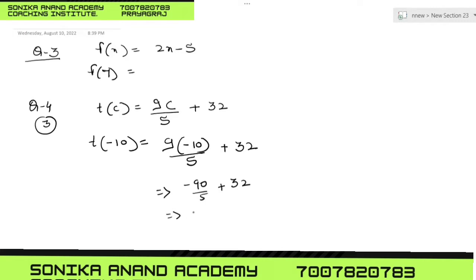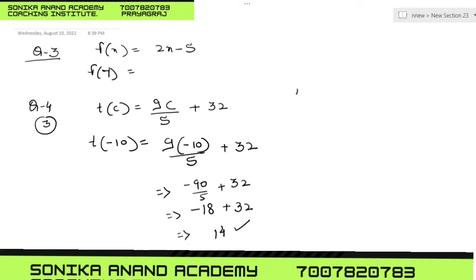That means what? 5 into 32. 18. Clear? And what is the answer?